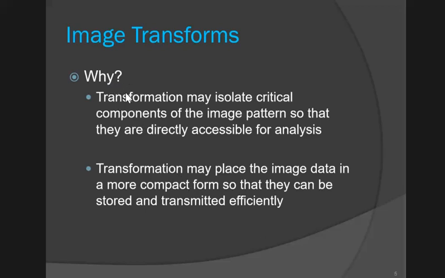So to summarize, why use this transformation? Transformation may isolate critical components of an image pattern so that they are directly accessible for analysis. So the noise present in an image will be directly accessible, and then we can apply a filtering technique to filter that noise out. Transformation may also place the image data in a more compact form so that it can be stored and transmitted efficiently. Many transformation techniques are used for compression tasks also. So that is the use of transformation.